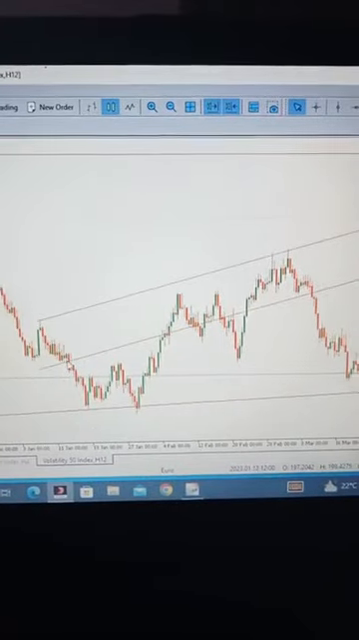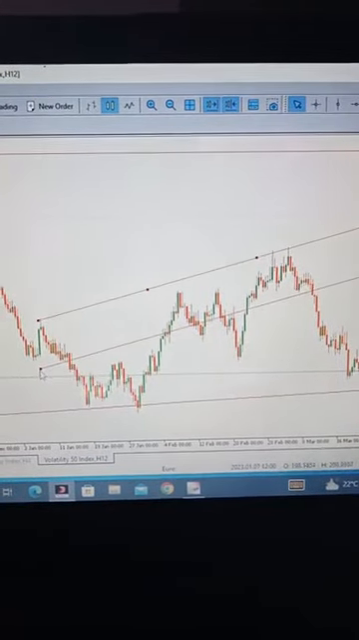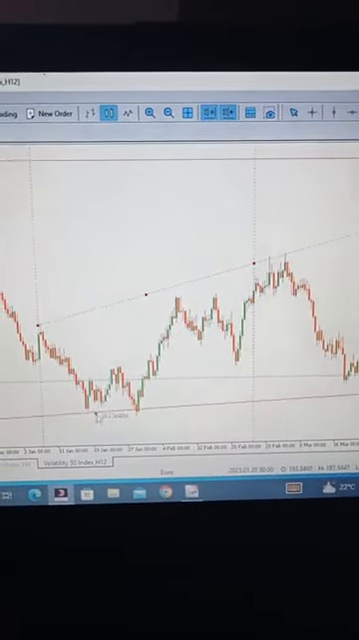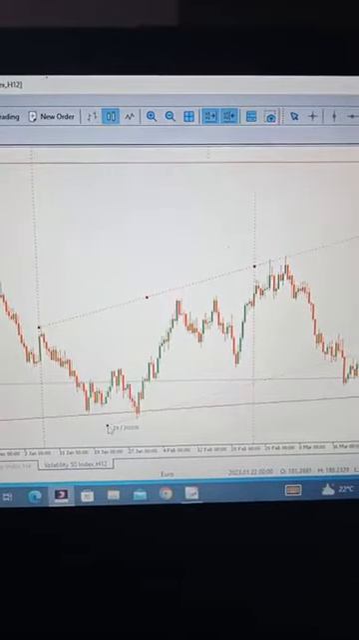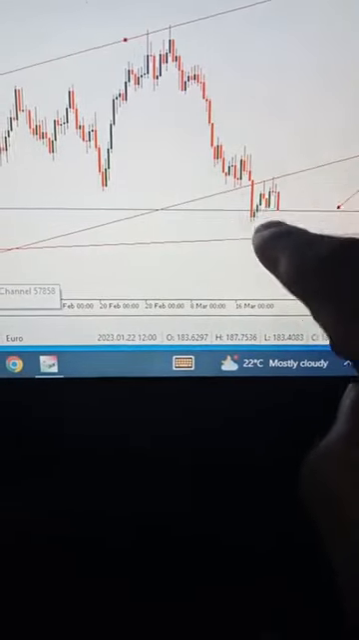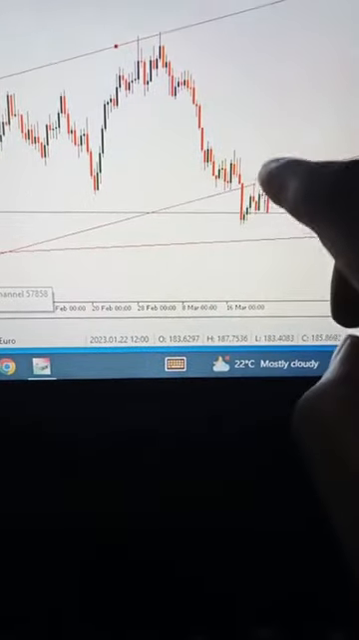Then on the lower side, there. What do you see? We have a bearish flag. This is a bearish flag. And then any line broken must be retested.